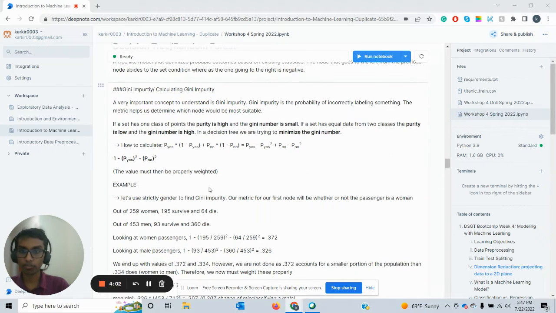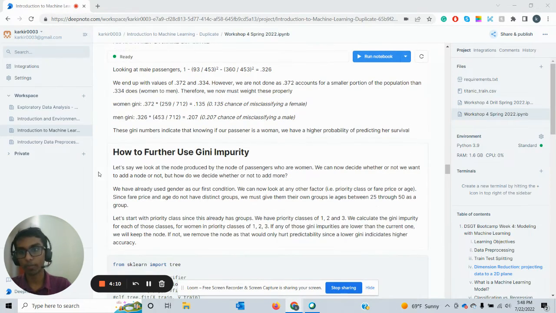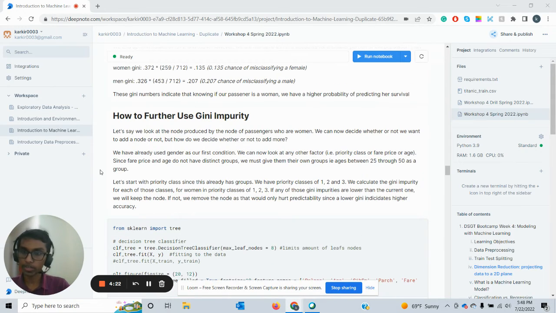This is the mathematical formula for Gini impurity. I don't think I'll go through this formula; this is something you can read on your own. But you want to use Gini impurity to help narrow down your possibilities and figure out the best node to split on at each time in the decision tree. And we want to lower our probability of predicting something incorrectly.